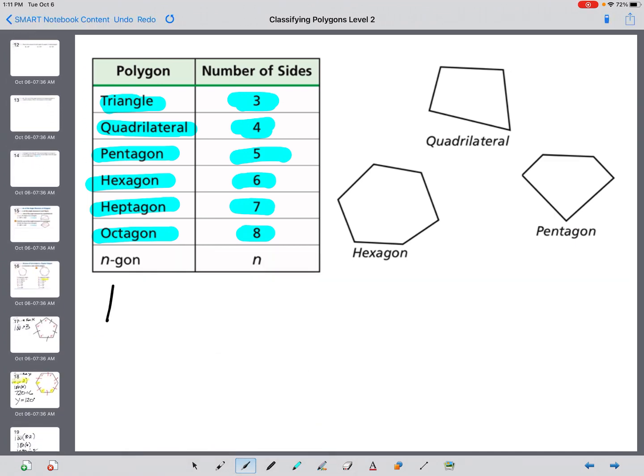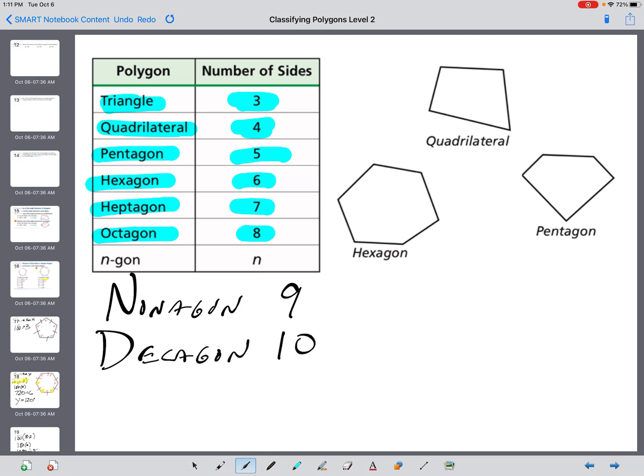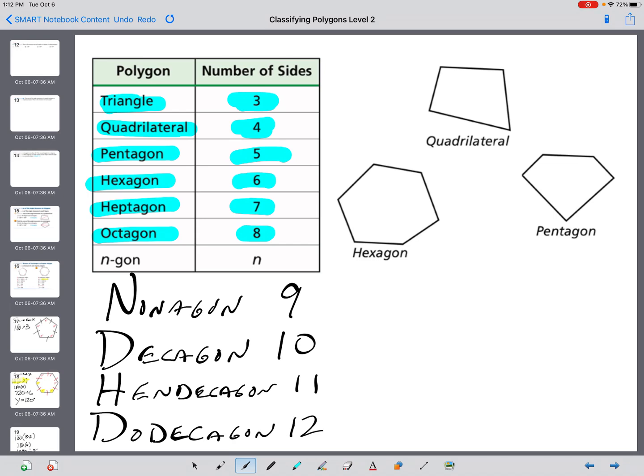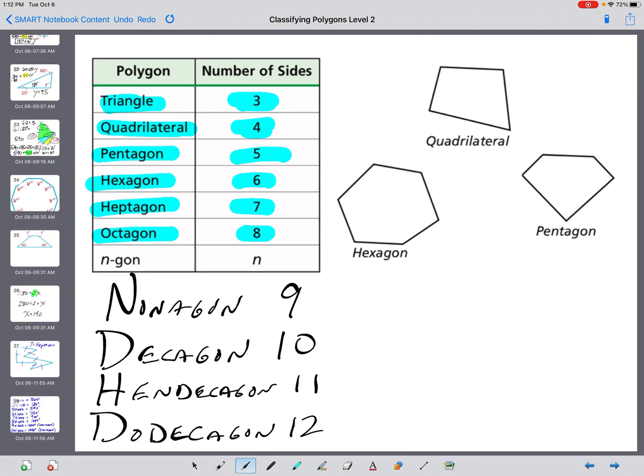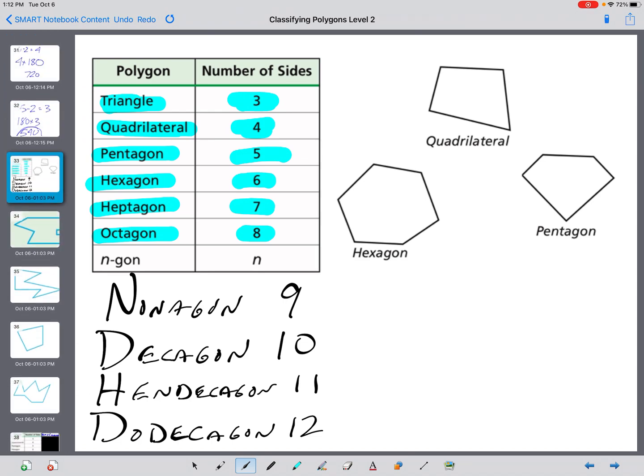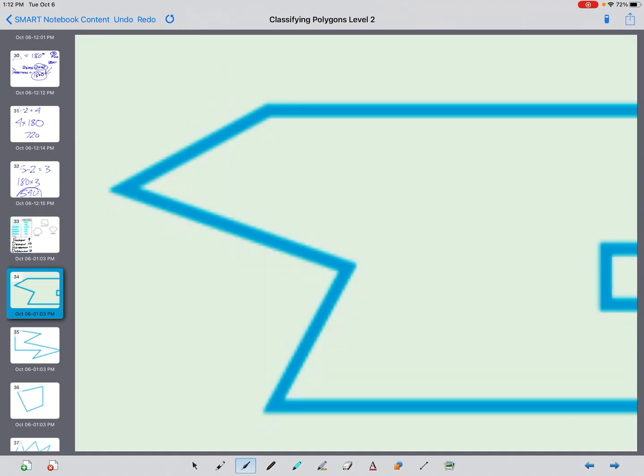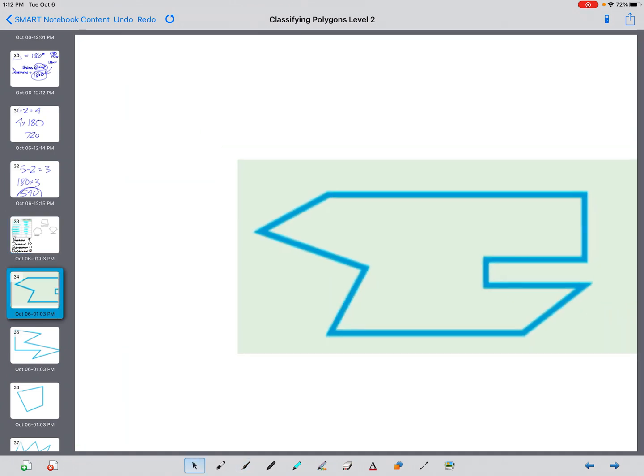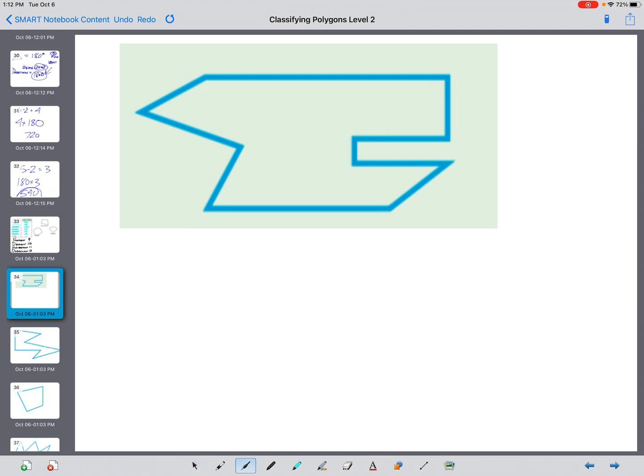to the nonagon. That's a nine-sided figure. The decagon is a 10-sided figure. Two more I want to share with you: the hendecagon, 11, and the dodecagon. That's a 12-sided figure. Okay, so that's how you classify polygons. But let's take a look at a good way to figure out what a polygon should be classified as.